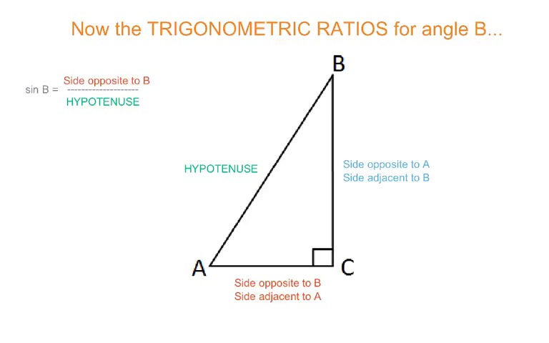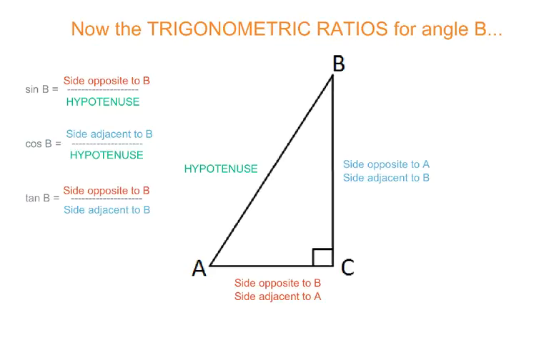Very similar for angle B. Sine of B is the side opposite to B divided by the hypotenuse. Cosine is the side adjacent divided by the hypotenuse. And tangent is the side opposite to B divided by the side adjacent to B.